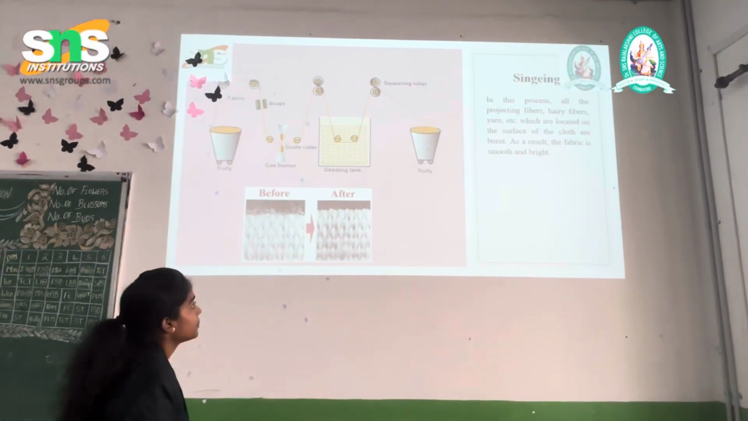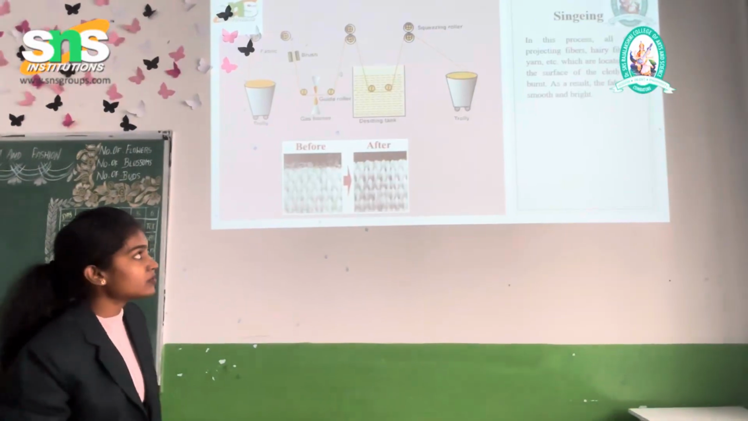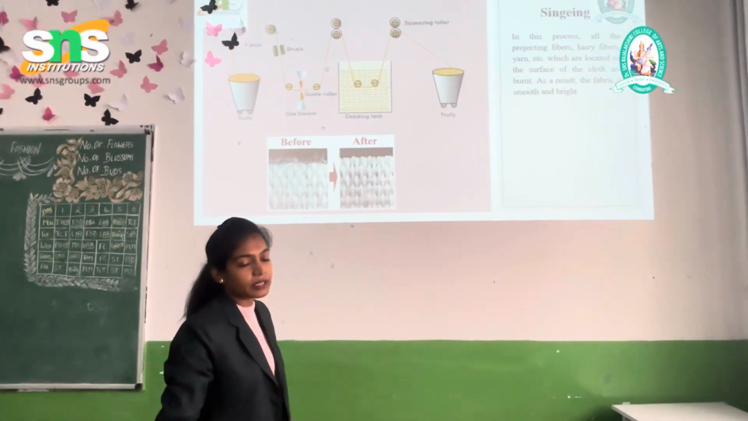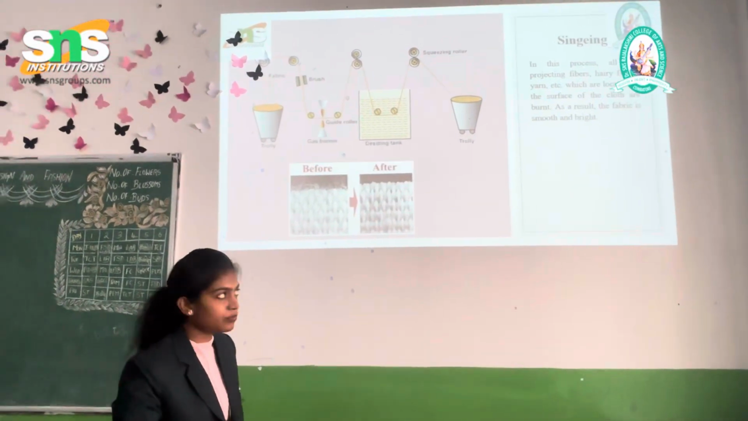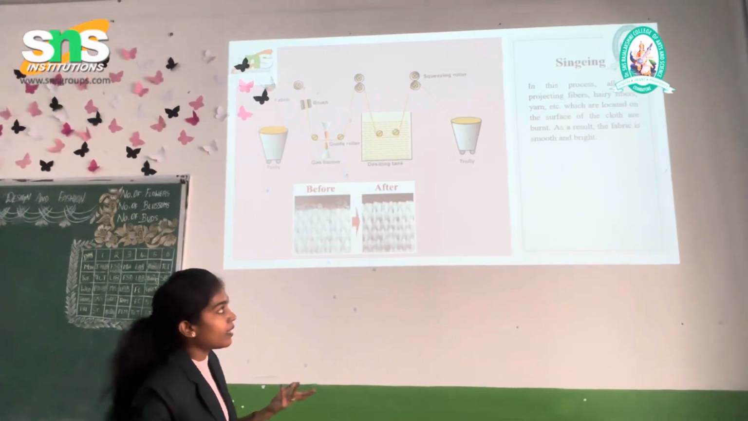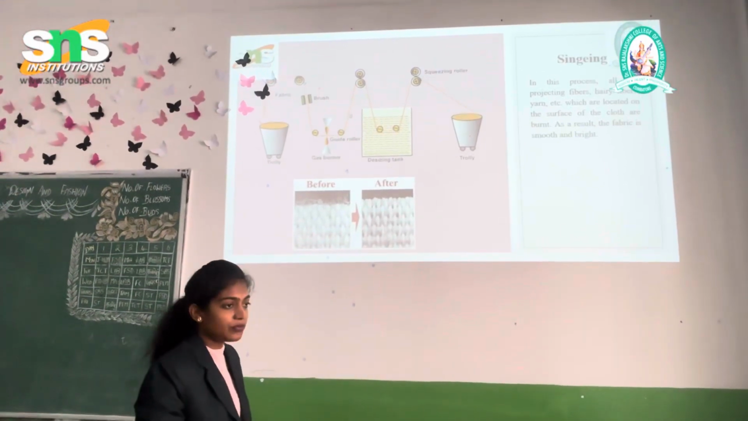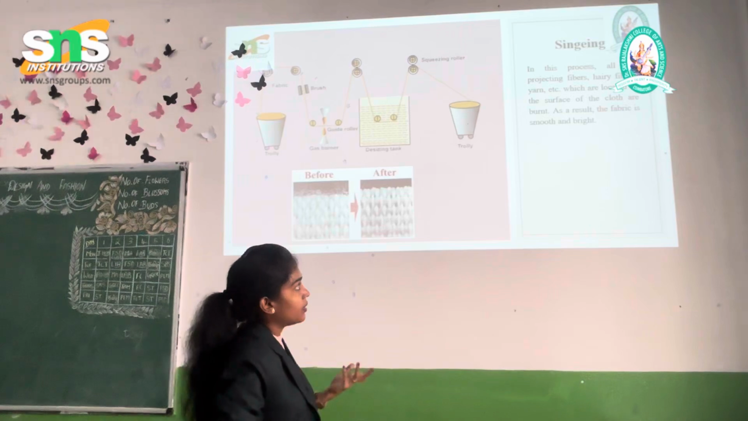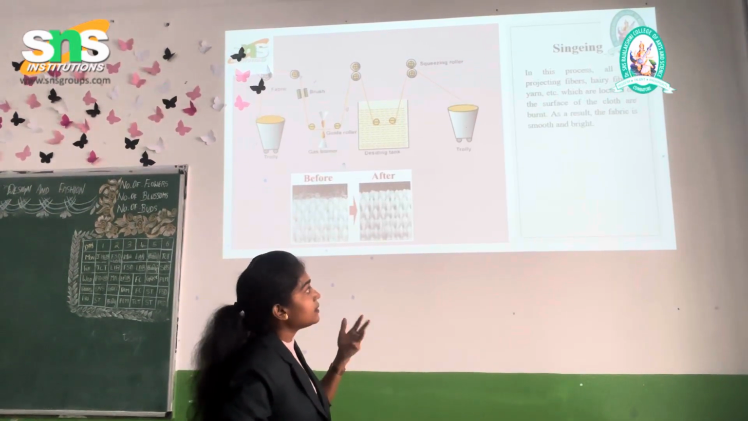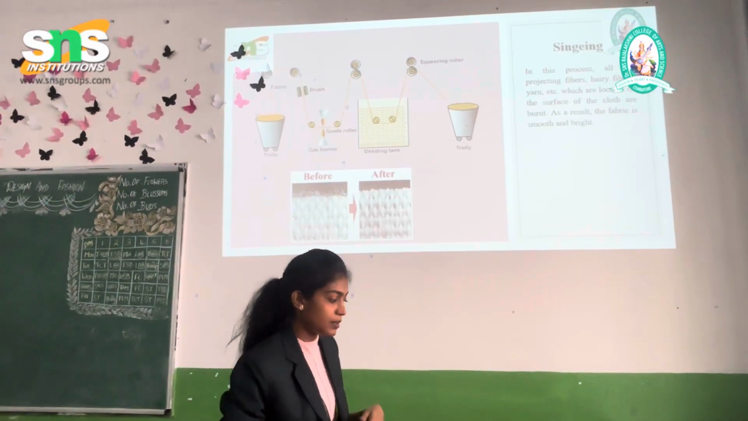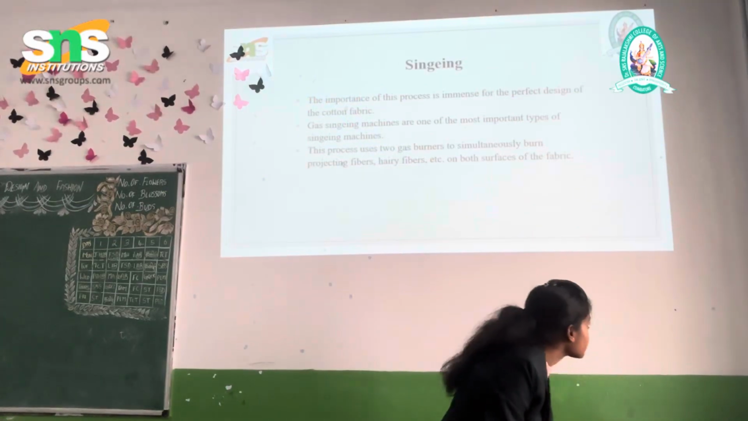So next is the singeing process. The purpose is to burn off surface fibers or protruding fibers from yarns or fabrics. And the process is, as I said before, the fabric is passed quickly over gas flames or heated plates. We can see in the left side image the effect, it produces a smooth fabric surface.